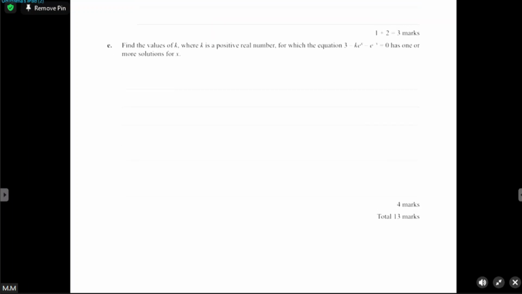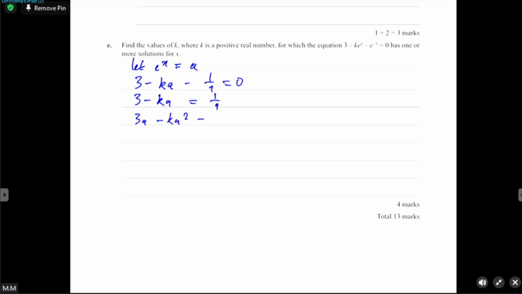Here I'm going to let e to the x equal a constant, or a parameter a, and then you get 3 minus ka minus 1 over a is equal to 0. If you rearrange that, 3 minus ka is equal to 1 over a, 3a minus ka squared is equal to 1. So you get a quadratic. ka squared minus 3a plus 1 is equal to 0.